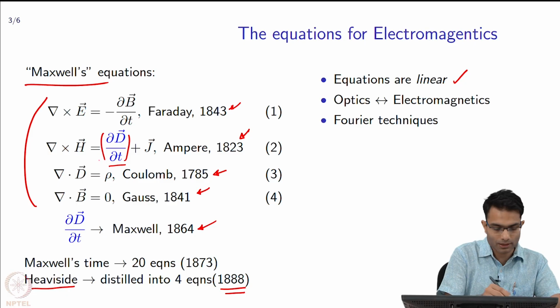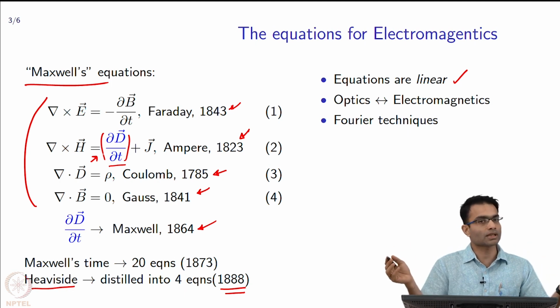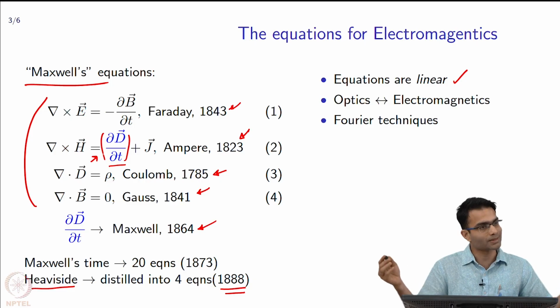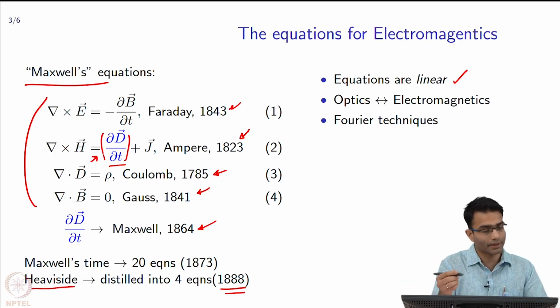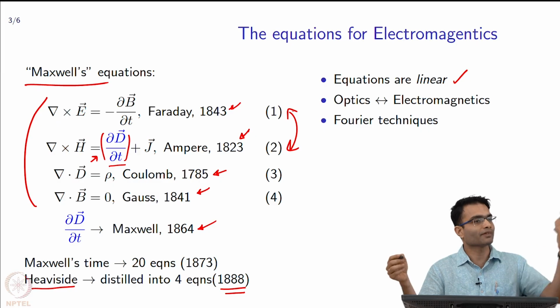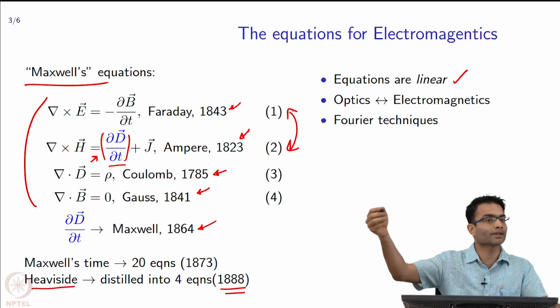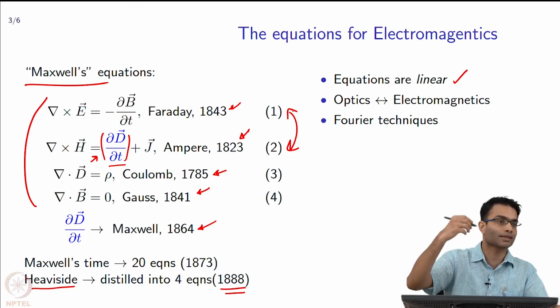Adding this term over here, this dD by dt, is what led to people realizing that optics and electromagnetics are not 2 different theories, but the same theory. So, we will do this again later on in the course. If I take these first 2 equations and I solve them together, out comes the equation of a plane wave or a wave, and that explained why light is able to travel at the speed of light from the sun to us and things like that.